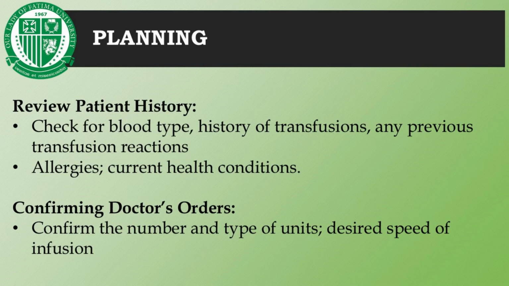For the planning, the nurse should review the patient's history. It includes checking for blood type, history of transfusions, any previous transfusion reactions, checking allergies to ensure patient safety and minimize the risk of adverse reactions, and current health conditions, which can increase the risk of complications during a transfusion, are also essential part when reviewing patients' history. The nurse should confirm doctor's orders, confirm the number and type of units, including the desired speed of the infusion.